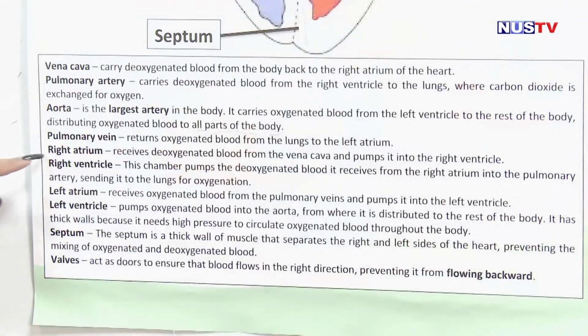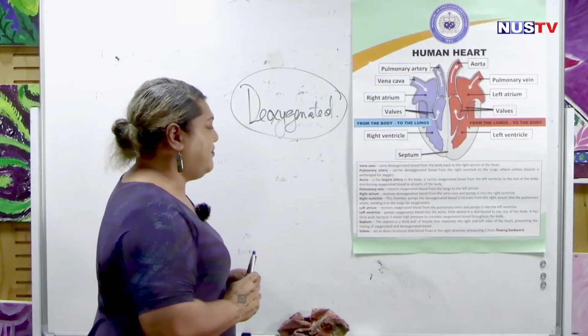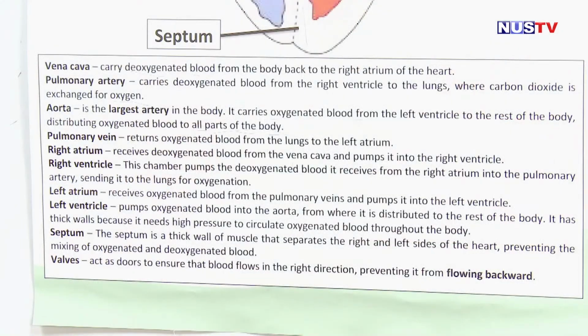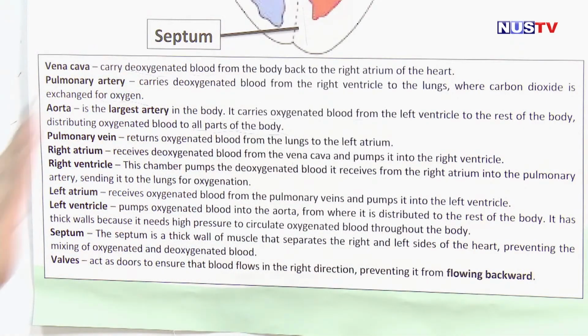Good. Now the right atrium. The right atrium receives deoxygenated blood. The right ventricle, this chamber pumps the deoxygenated blood. Remember, we talked about deoxygenated blood. It means it has less oxygen, or no oxygen.